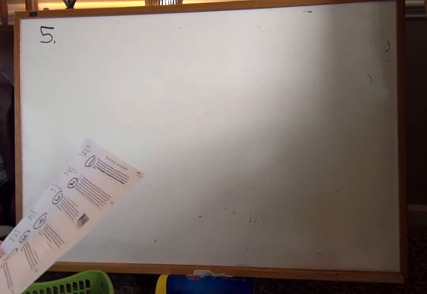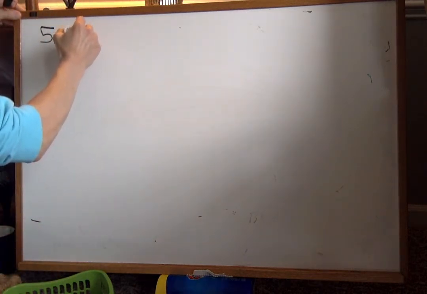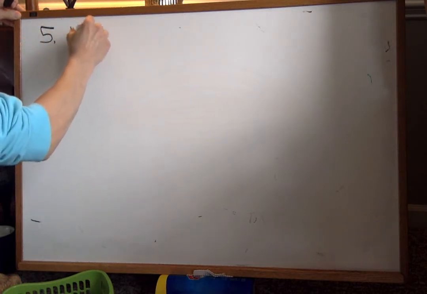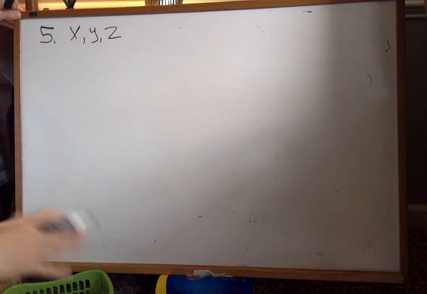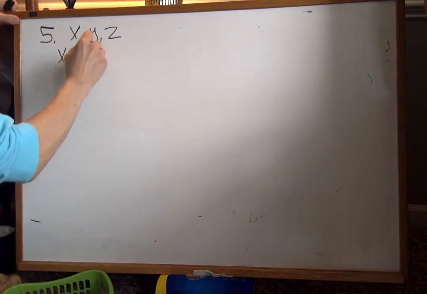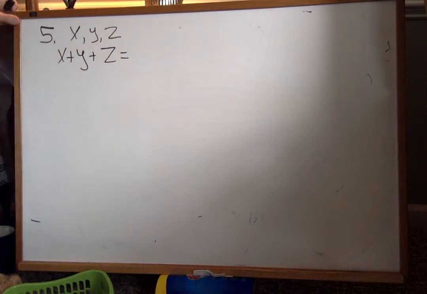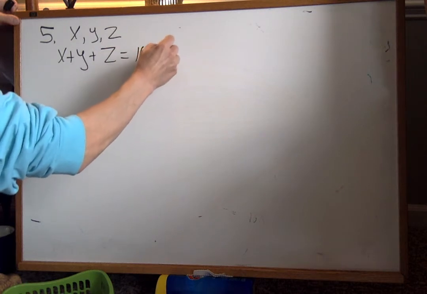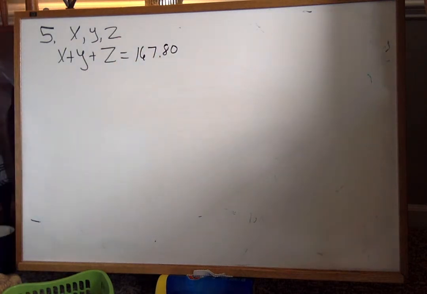You went shopping at 3 stores and spent $167.80 in all. You can call your 3 stores whatever you want, A, B, C, whatever. I like X, Y, and Z. But you can use whatever 3 variables you want. So I know that X plus Y plus Z equals 167.80. Okay, that's one equation.